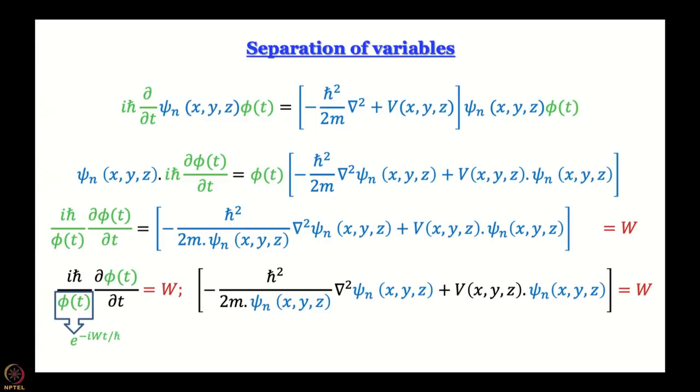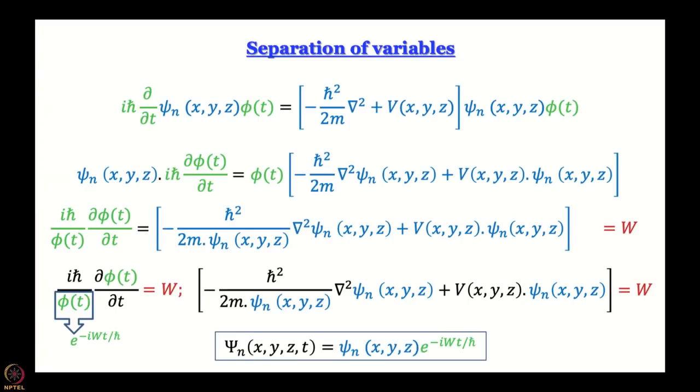Now one can ask, why are we not using a linear combination? We are not using a linear combination because we have the benefit of hindsight. But what we can do at this stage is plug it back, and we have the time and space dependent wave function expressed as psi n of xyz, the space dependent part, multiplied by e to the power minus i W t by h cross. So what we have been able to find so far is the general form of the time dependent part of the wave function.